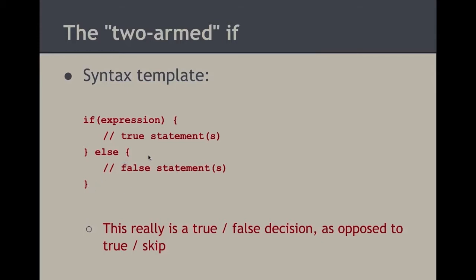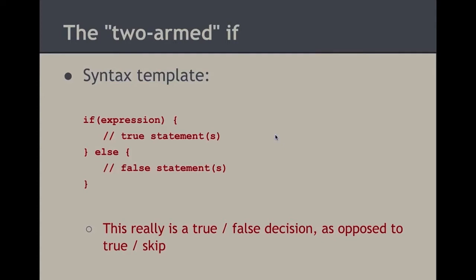Okay? Again, notice that we're using curly brackets for the bodies of our if statement. Even though we don't always have to, we're going to do it regardless. So we really now have a true-false decision as opposed to the one-armed if, which was true and then skip, don't do anything at all.